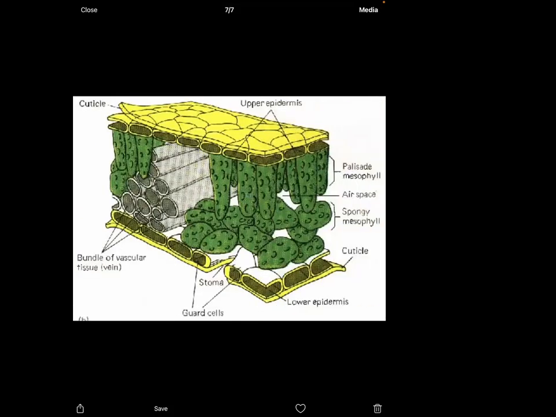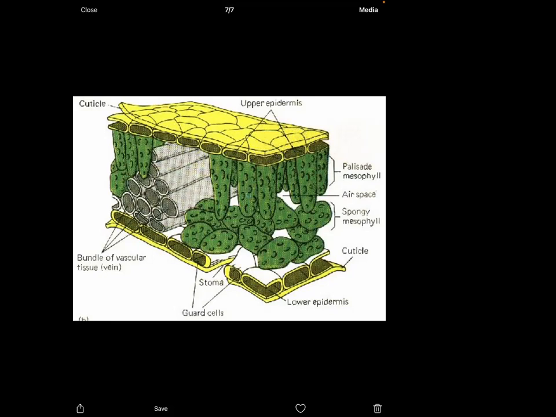Another picture right here. Again, you can see the cuticle on top. Then we have the upper epidermis, and then palisade mesophyll and spongy. Then we have the guard cells, the stoma, the lower epidermis. Also, they showed a cuticle on the lower epidermis, which is okay. And then there's this bundle of vascular tissue. You can see that there are multiple pipes.